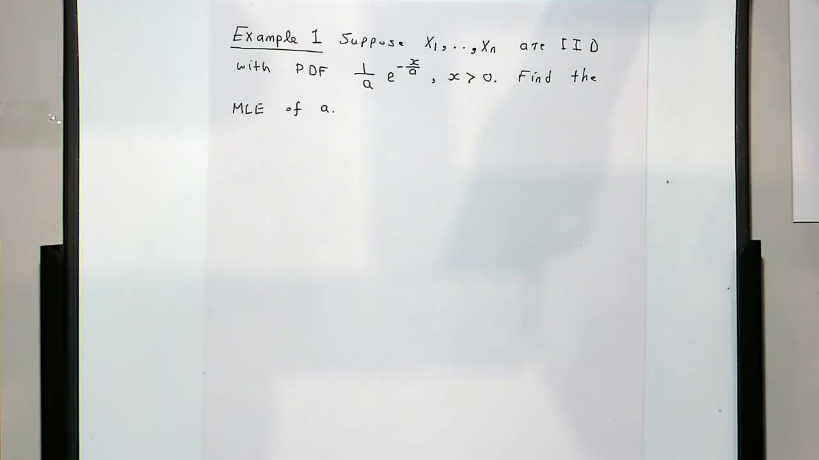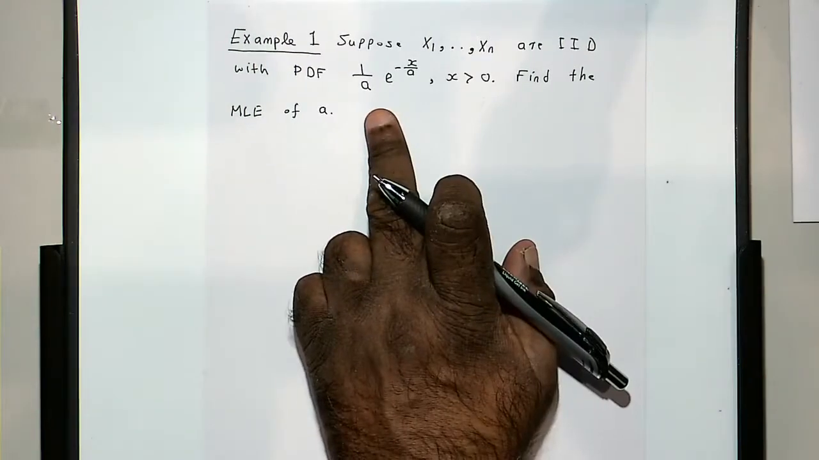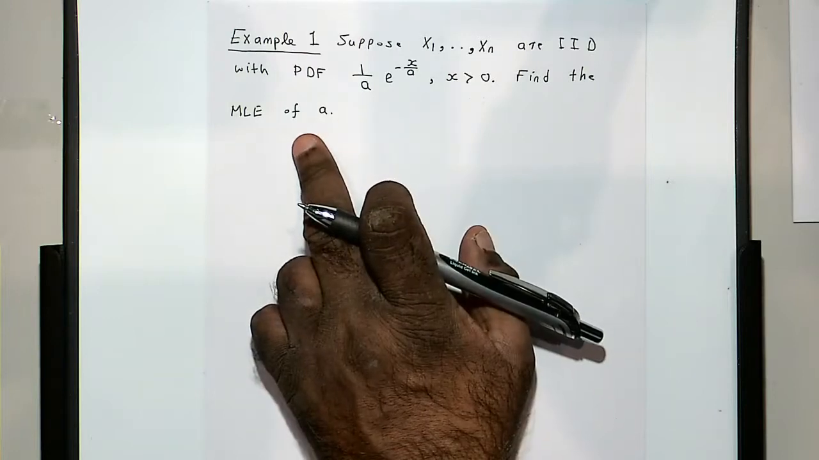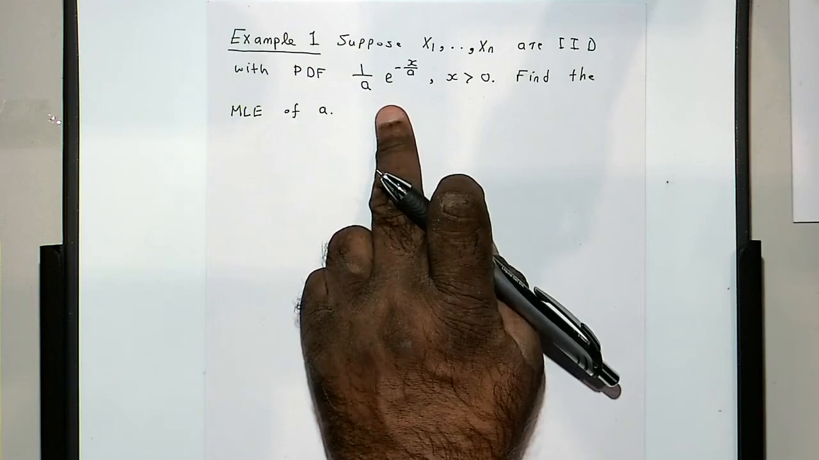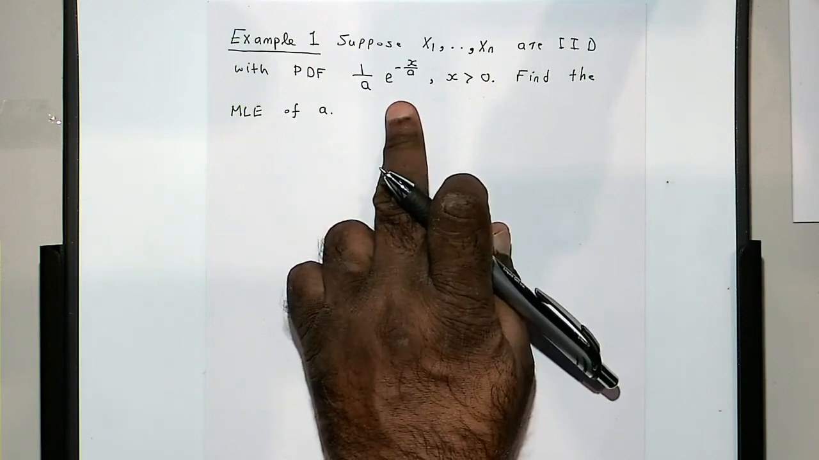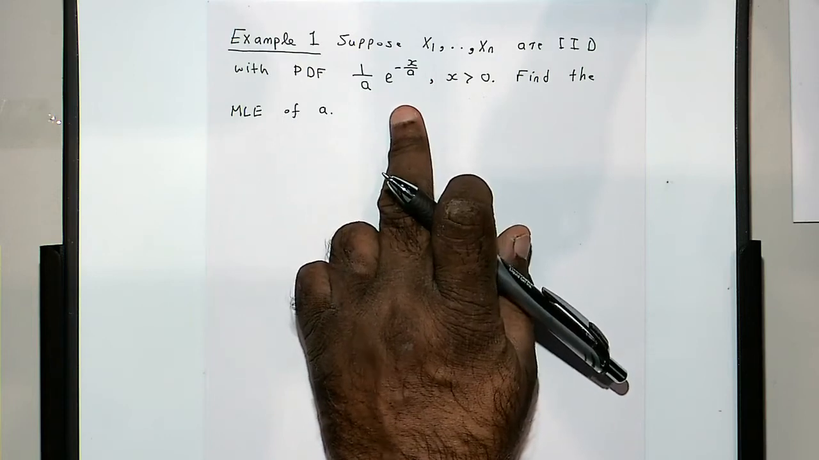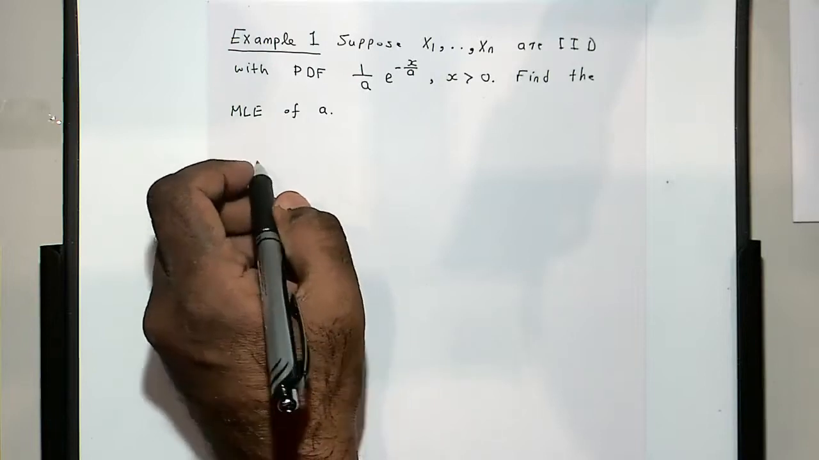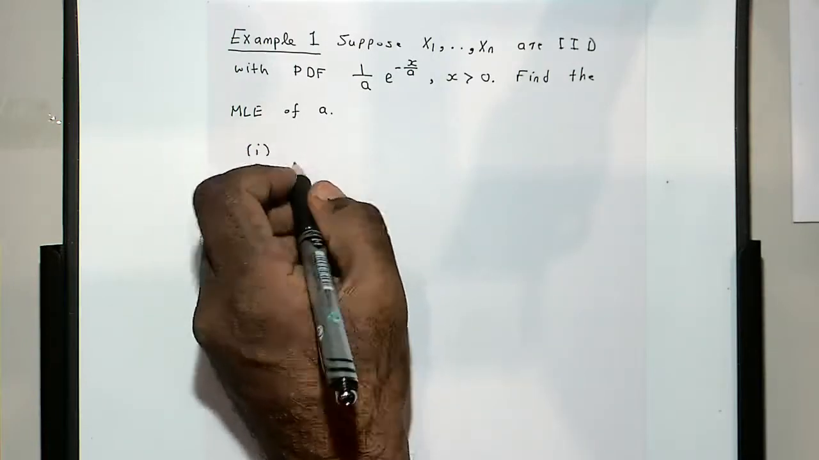You have a random sample from this distribution where A is the parameter, and we want to find the MLE of the parameter A, right? Now, clearly, this is a continuous distribution. I'm sure this is actually the exponential. I'm sure you've seen this before. This is known as the exponential distribution, which is a continuous distribution. So the first step is to write down the likelihood function.